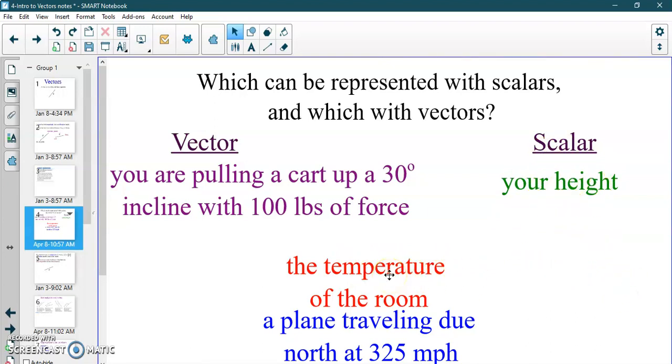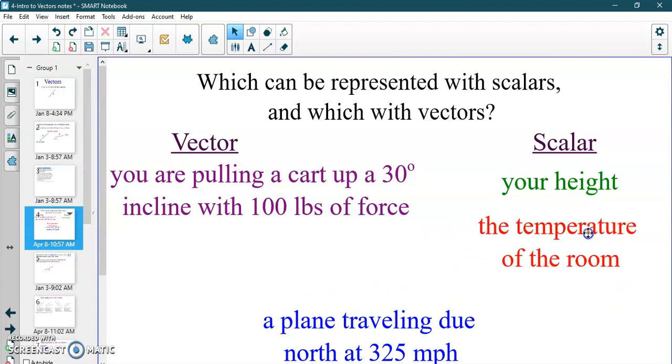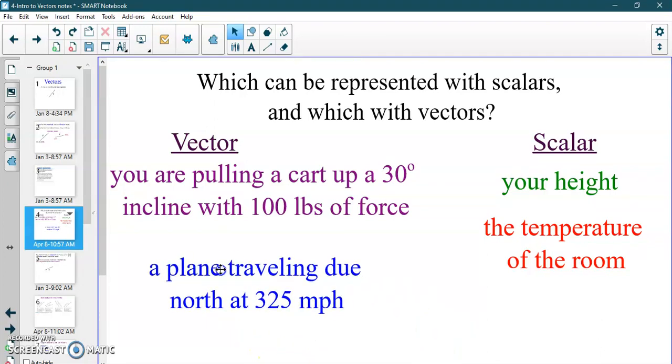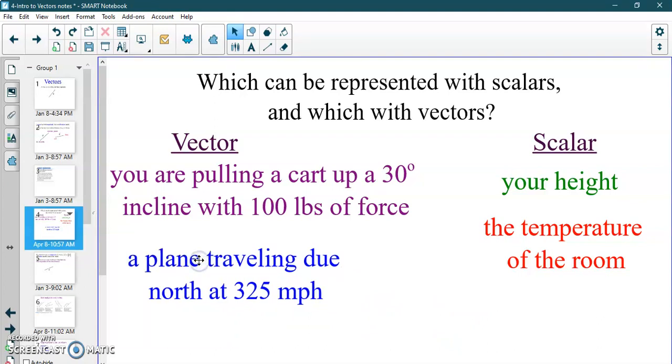Temperature of the room, again, there's no angle or direction there. Here, a plane traveling due north at 325 miles per hour. Even though it doesn't give us a numeric value for any direction, when we're talking about a bearing here, in this case north, that does give us some direction, so that would be considered a vector.